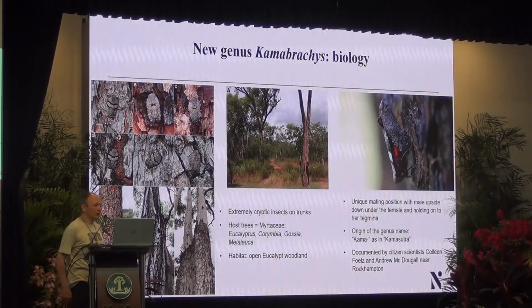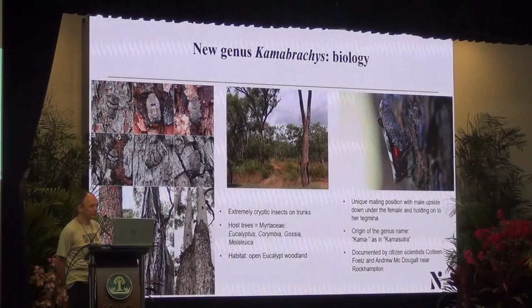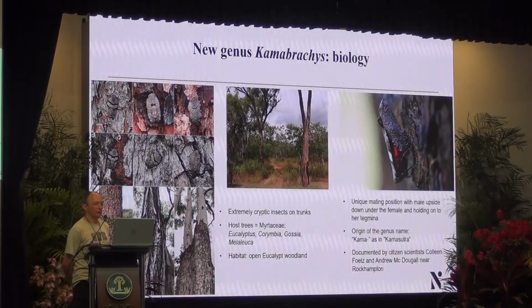Their characteristic habitat is the open eucalyptus woodland. We don't find them in the rainforest, even on the eucalypts that live in the rainforest. We never found them. Now, a little word on the name of the genus, Chemabrachys. The name comes from Kamasutra. And why? Because those guys have a very acrobatic way of mating.